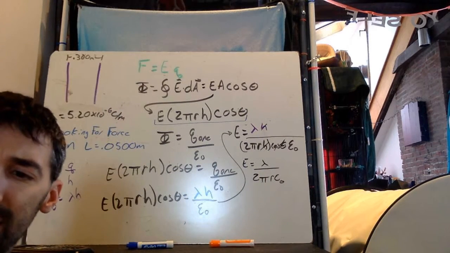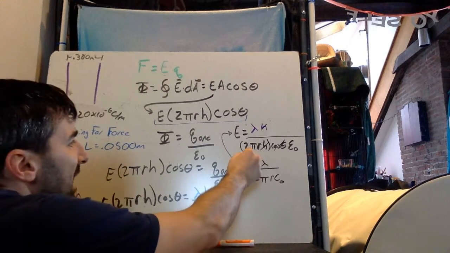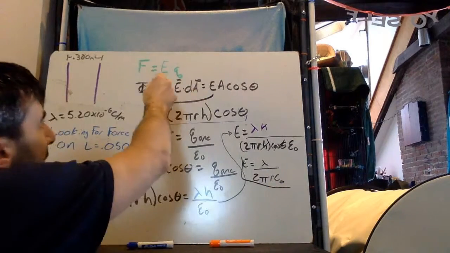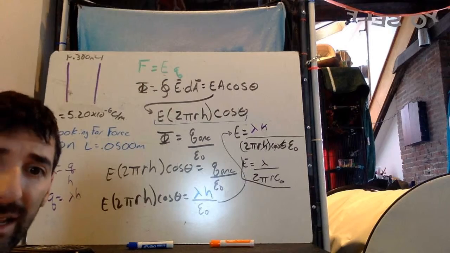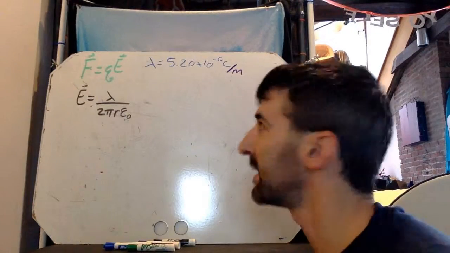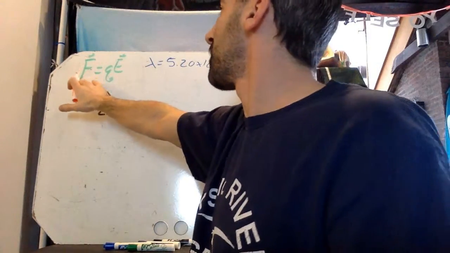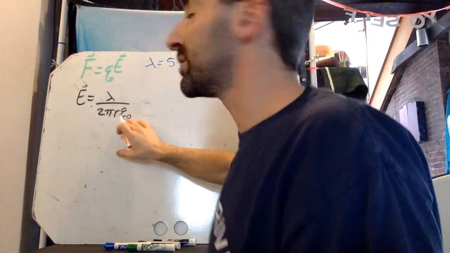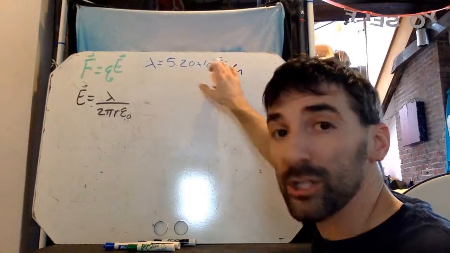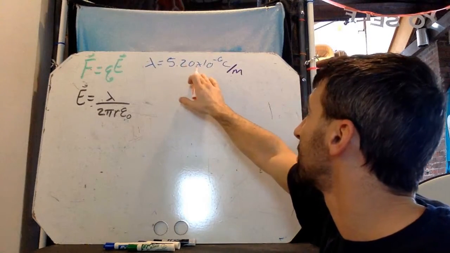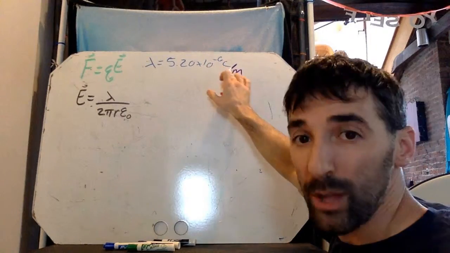And now, last thing, how is that helpful? I know my force is electric field times Q, so I'm going to reutilize that. Sorry about that jump, I just needed some more space. From the last board, I rewrote my force as charge times electric field. We just solved for this electric field here. And recall that lambda, my charge per unit length, is 5.2 times 10 to the negative 6 coulombs per meter.